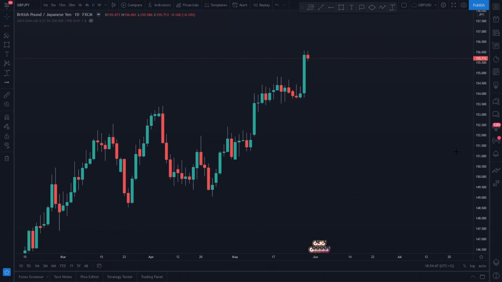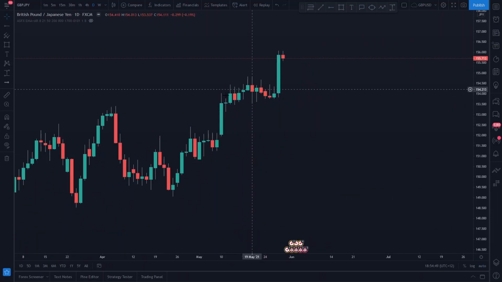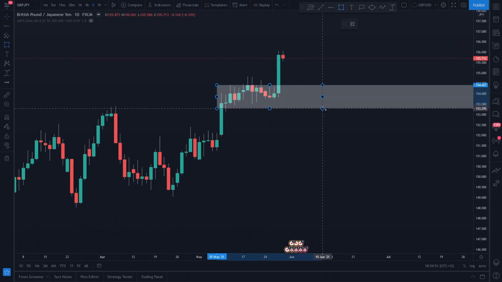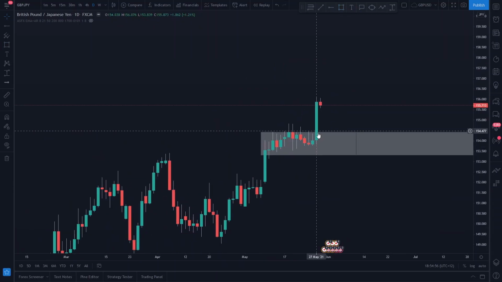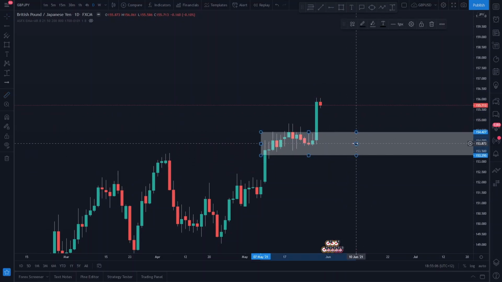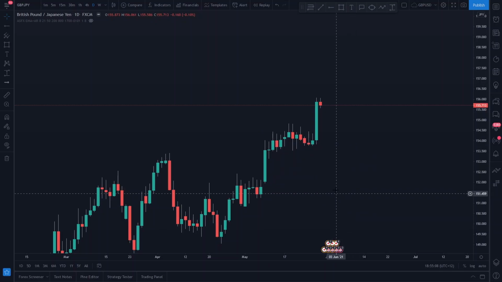For quite a few days, there was a consolidation going on over here, which is perfect. Last week it broke above the consolidation zone and went all the way up. This was a massive, massive move. 182 pips. Amazing. Whoever caught it, congratulations. Give yourself a pat on the back.